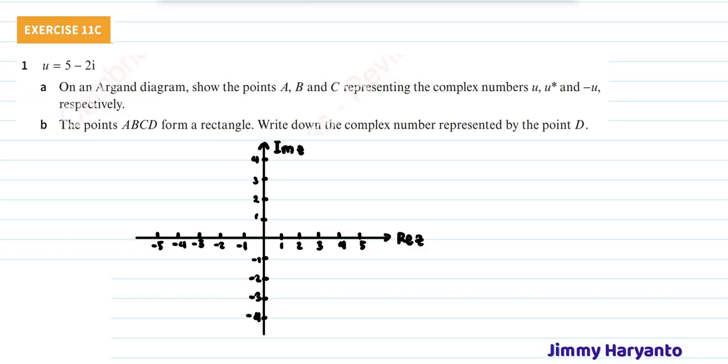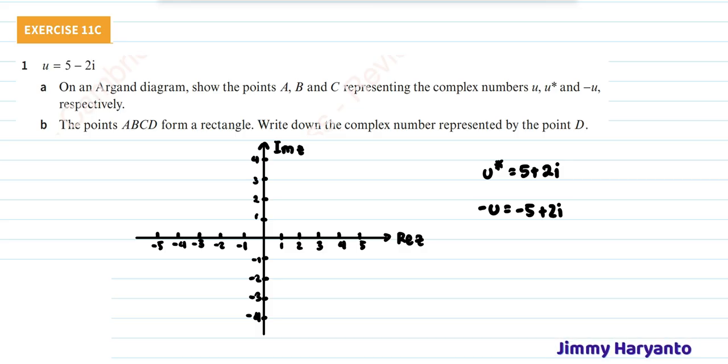Okay, next is 11C. Question 1, U equals 5 minus 2i. We already have the U, but the question wants you to draw the conjugate also. So the conjugate of that one will be 5 plus 2i, and then the negative U means negative 5 plus 2i. Okay, so let's draw the U first.